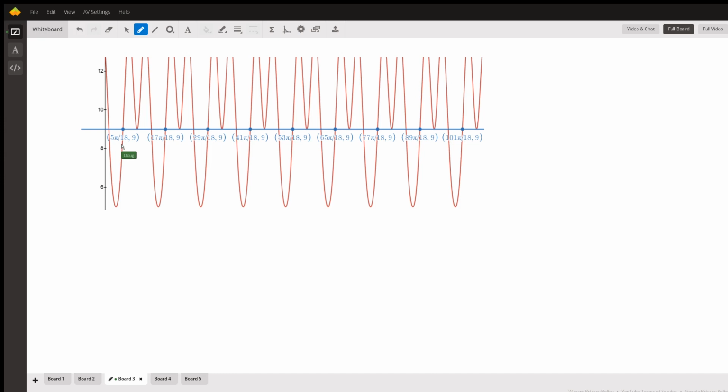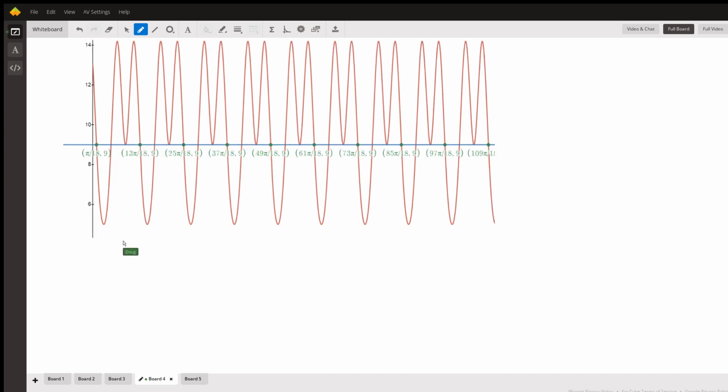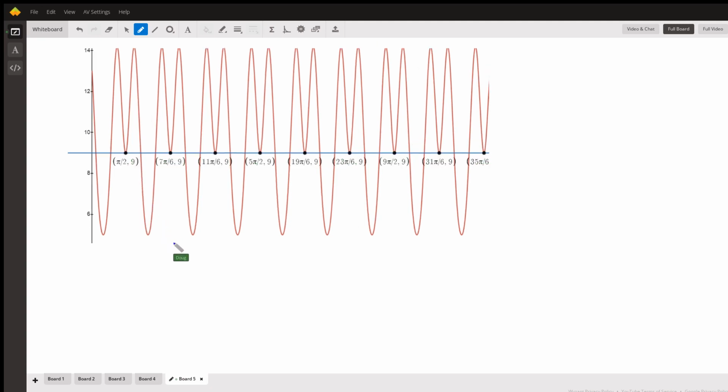Starting with that 5 pi over 18, if I go to board 4, there's the first time that the object hits a height of 9 at pi over 18. You can convert that to a decimal to get its decimal equivalent. And finally, there's the values where we have pi over 2 plus 2/3 k pi.